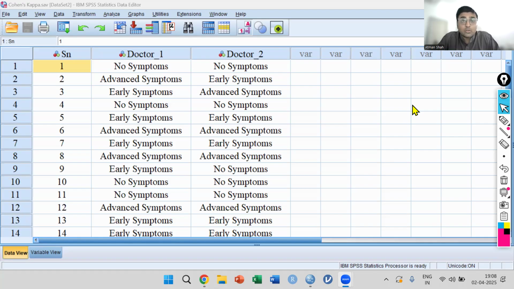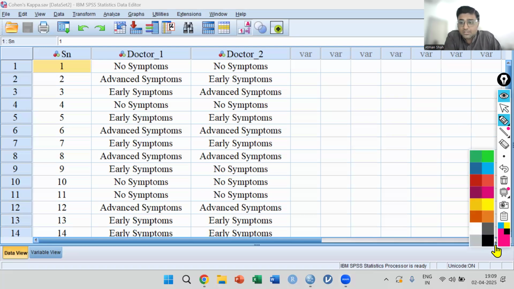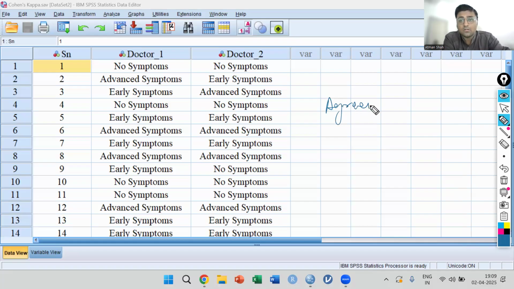So let's begin with the use of Cohen's Kappa. Cohen's kappa is used to measure the agreement between two raters or classifiers. That is the use of Cohen's kappa.